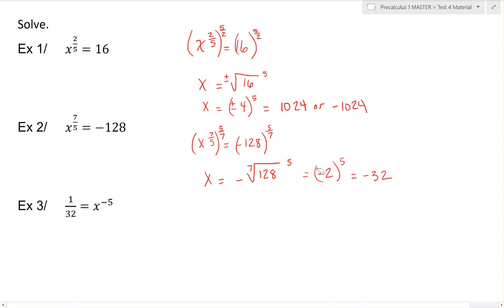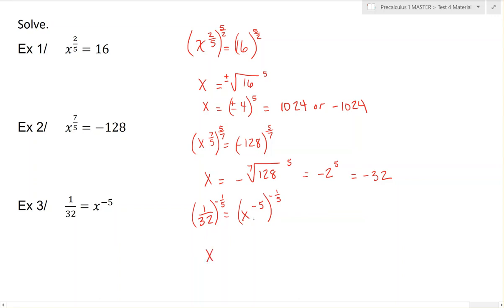And here you don't have to have parentheses if you don't want to do that. Okay. And here I have 1/32 equals x to the negative 5. So we can raise both sides to the power of negative 1/5. Again, we're taking an odd root with the 5 being on the denominator of that power. So we don't need to put plus or minus as we did in the first example.